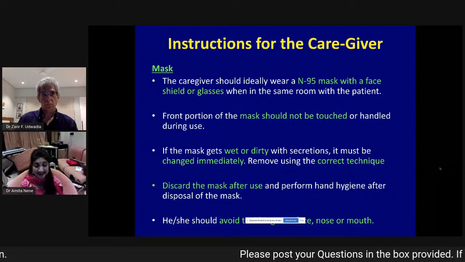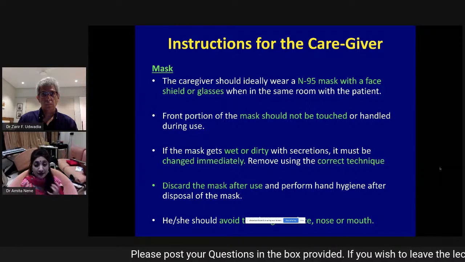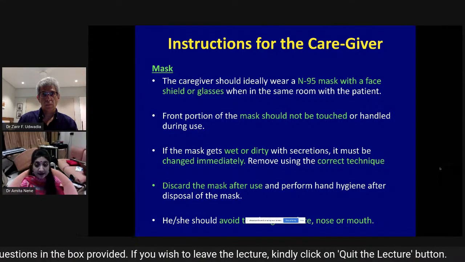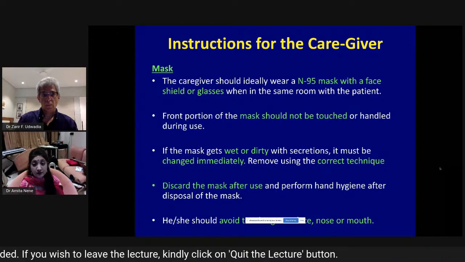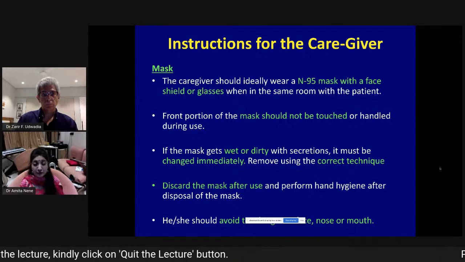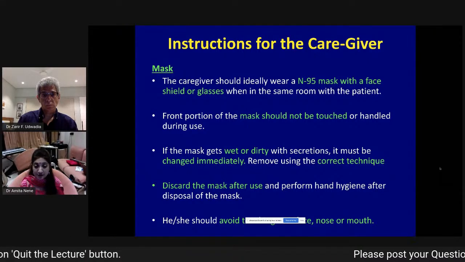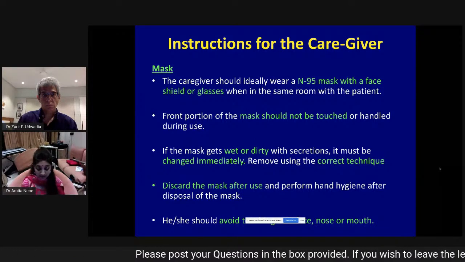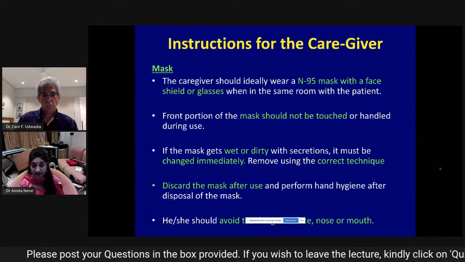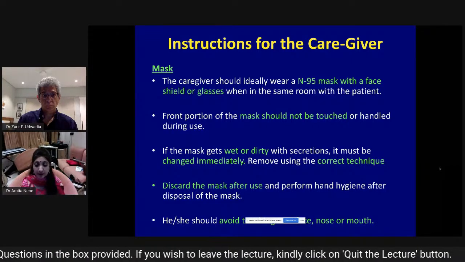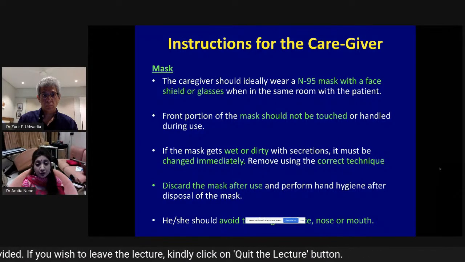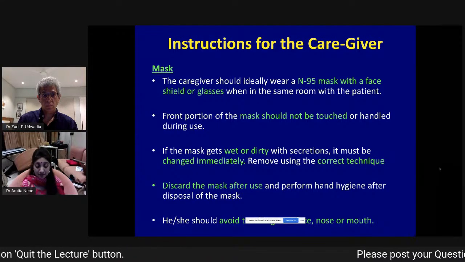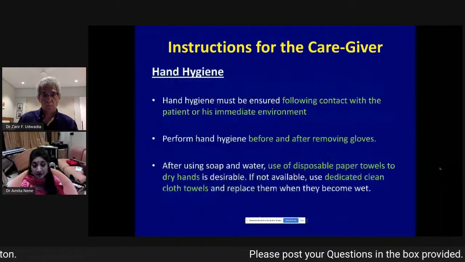What is really important is that we need to tell them not to keep on touching their mask all the time. If the mask is wet or dirty, then they need to remove it immediately, and it has to be removed with the correct technique, whereby they remove it from behind and do not touch the front of the mask. They have to discard the mask after use, and they should avoid touching their nose, mouth, or eyes. We may feel this is so obvious, but we as medicos know about this, but the normal population does not really know this. And therefore, it's very, very important that each of this information is clearly spelled out to the caregiver.